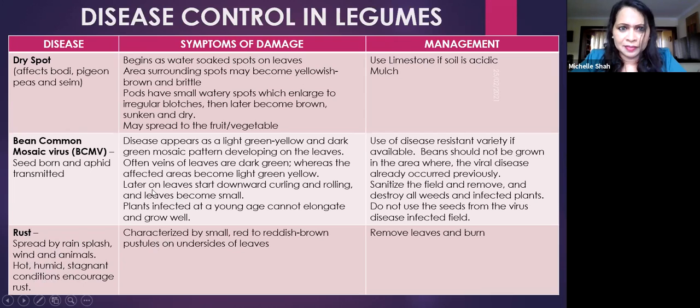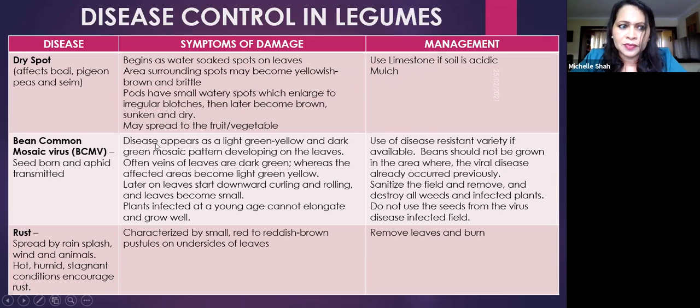The symptoms of the dry spot: it begins as water-soaked spots on the leaves. The area surrounding the spots may become yellowish, brown, and brittle. Pods have small watery spots, which enlarge to irregular blotches, then later become brown, sunken, and dry. They may spread to the fruit or vegetable. To manage the dry spot, you use limestone if soil is acidic, or mulch.